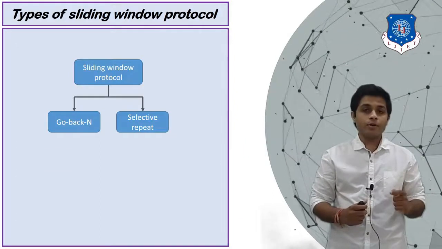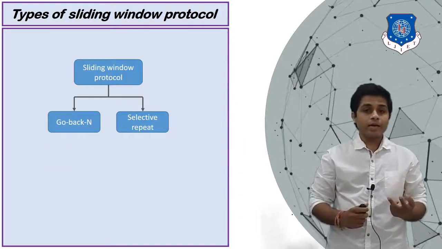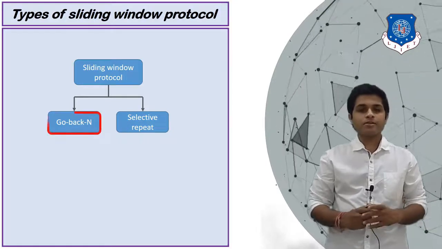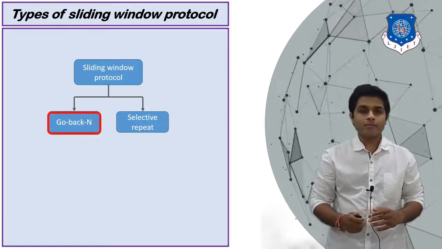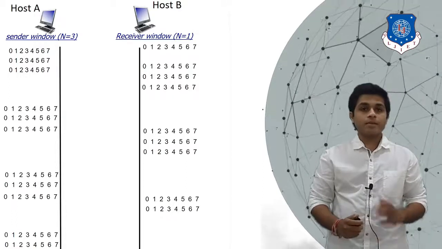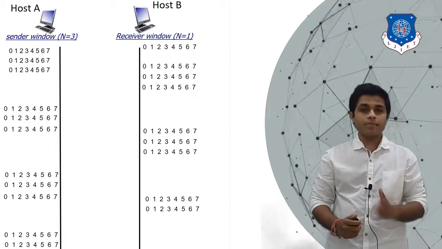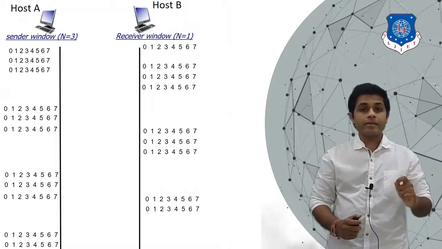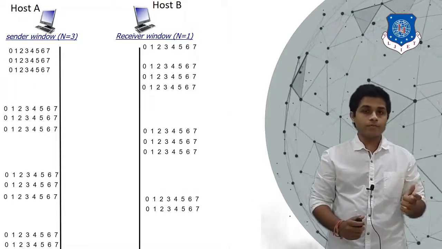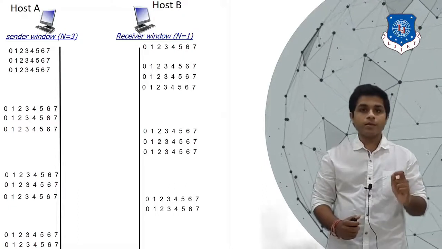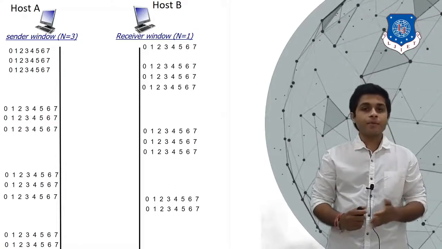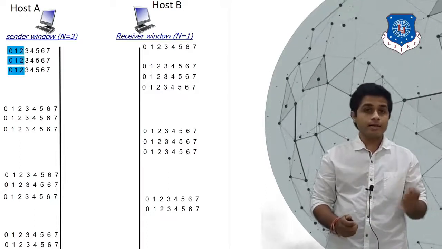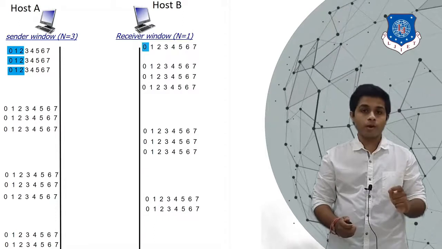Sliding window protocol is divided into two types, the go back N and selective repeat. We are going to discuss the go back N protocol. So let's see. There are two devices A and B. In the go back N protocol, the N is the size of the sender's window and receiver's window will always be 1. So this is the example of go back 3. It means that sender's window size is 3 and the receiver's window size is 1.